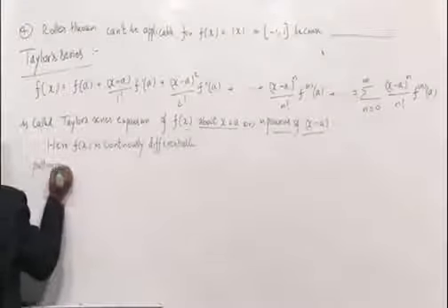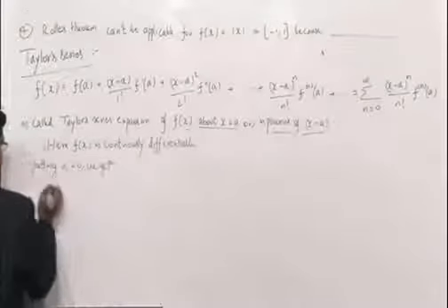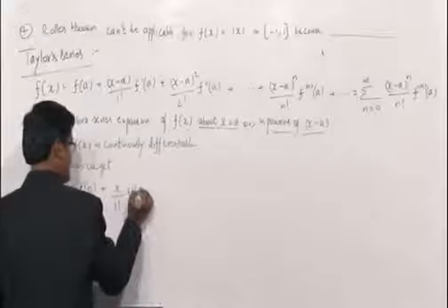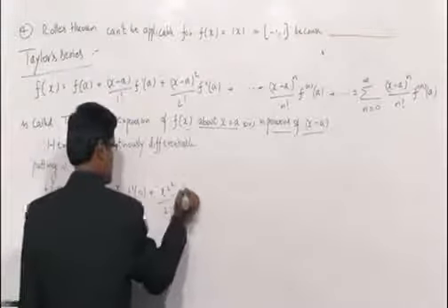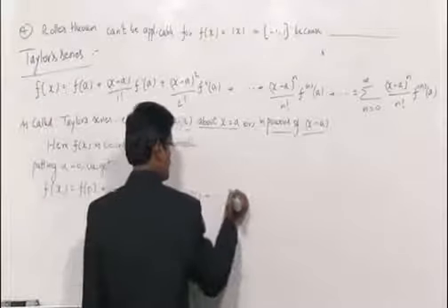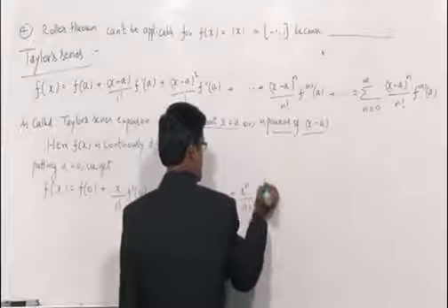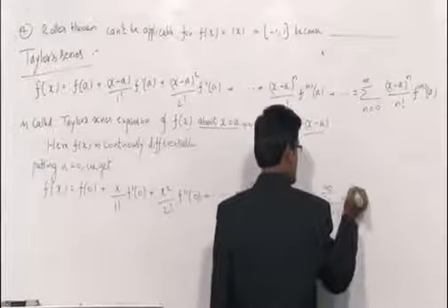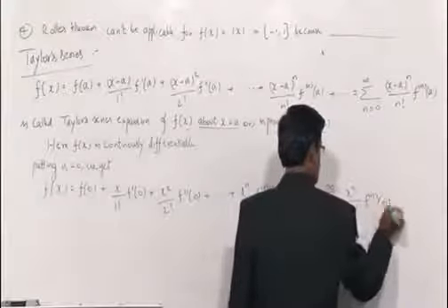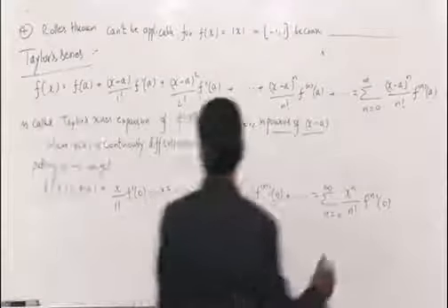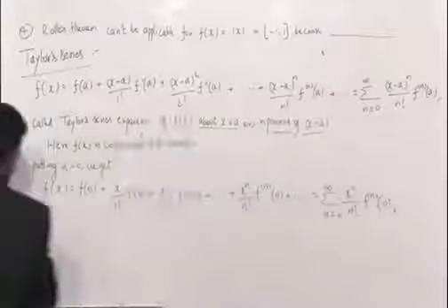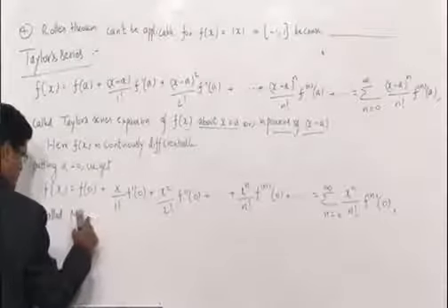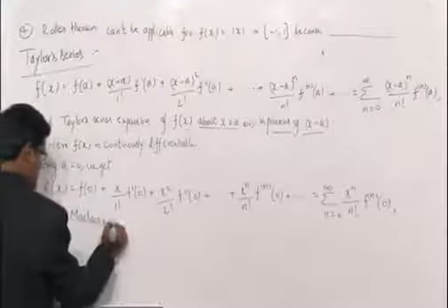Putting a is equal to 0, we get f(x) is equal to f(0) plus x by 1 factorial f'(0) plus x square by 2 factorial f''(0) plus so on, x power n by n factorial f nth derivative at 0, plus so on, is equal to summation n is equal to 0 to infinity x power n by n factorial f nth derivative at 0. This is called the Maclaurin series.